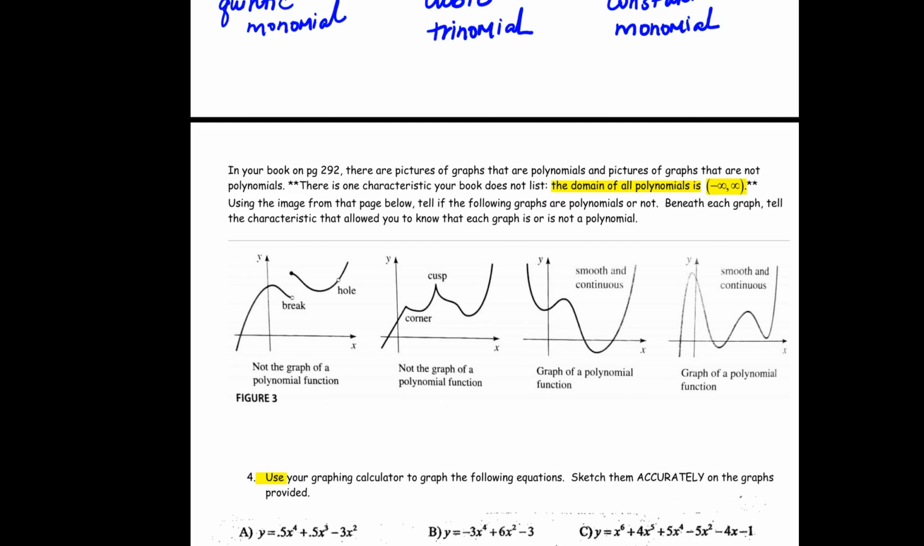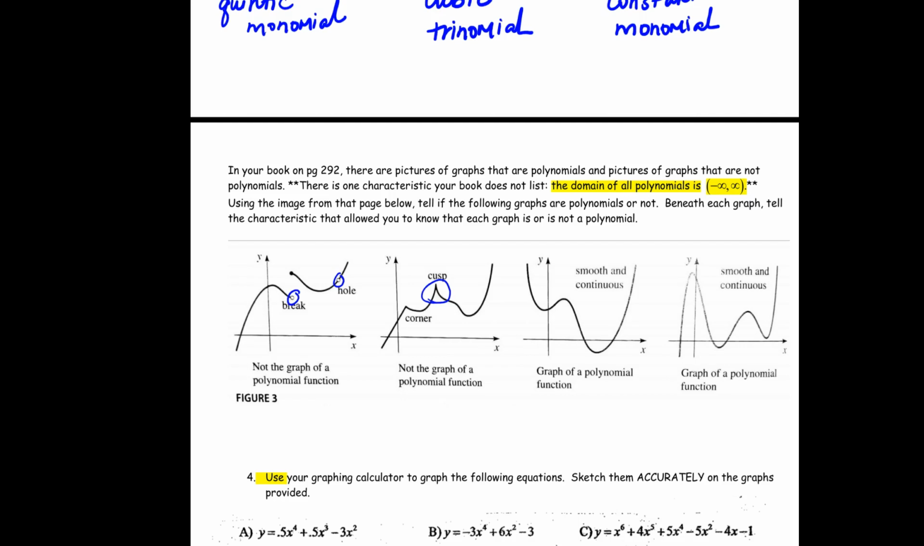Yeah, there's a hole here. Really, if there's a break in the graph, it's not classified as a polynomial. For a polynomial, you're not going to have any cusps, anything that looks like that. So examples of polynomials are smooth, or continuous, is what we say.